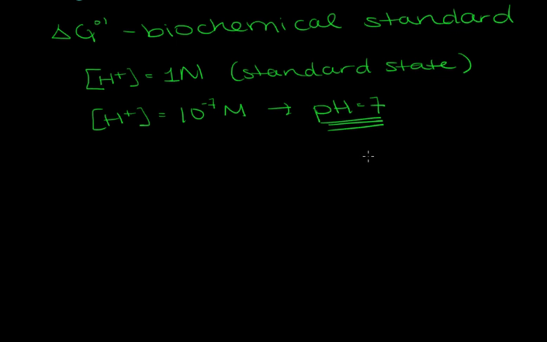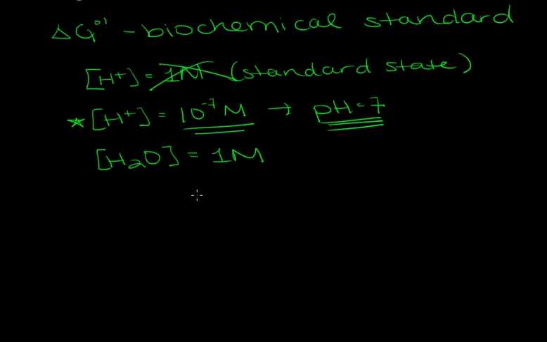So the temperature is the same. The pressure is the same. It's just that this concentration of protons has to be this value, not that value, in order to get pH 7. Also, the concentration of water, which typically is 55, is assumed to be 1 molar, so it just falls out of any equation. So this is the difference between the biochemical standard state and the standard state. Okay. Other than that, delta G naught prime is again a constant, just like delta G naught was a constant. It's just that this takes into account the pH of life, which is pH 7.